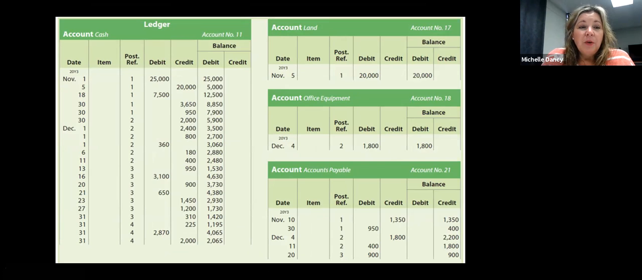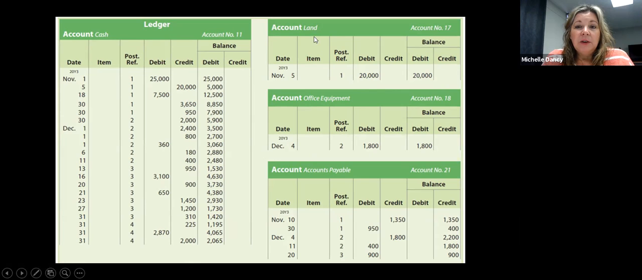This is an example of a cash account with a whole bunch of entries posted to it. All of our November entries that we've talked about and all of our December entries. So notice once again, after every single posting, we have a balance and we have what we would call an ending balance, whatever the last balance in the account is. So our ending balance for cash right here is how much?